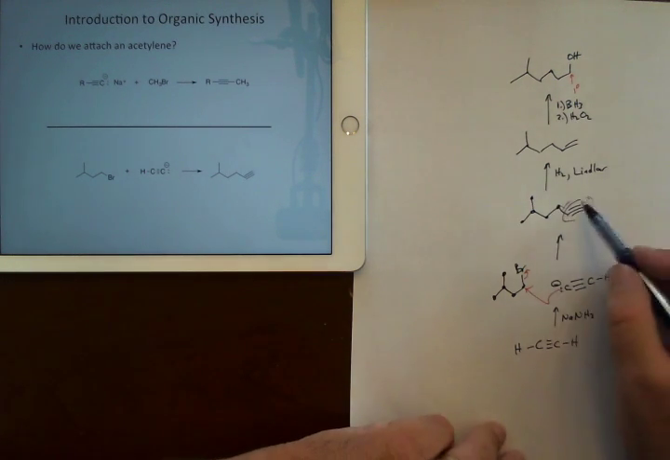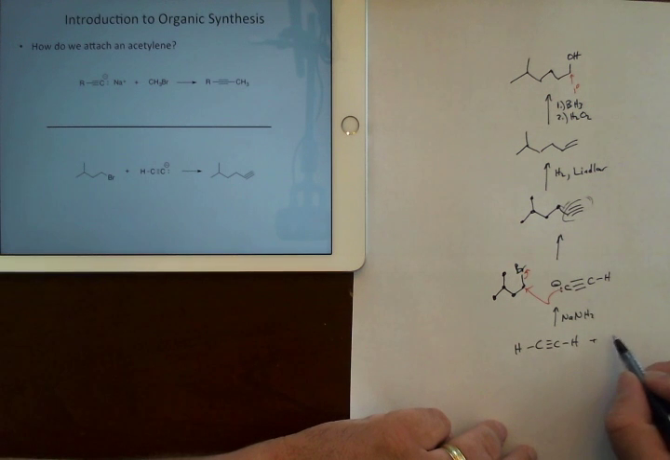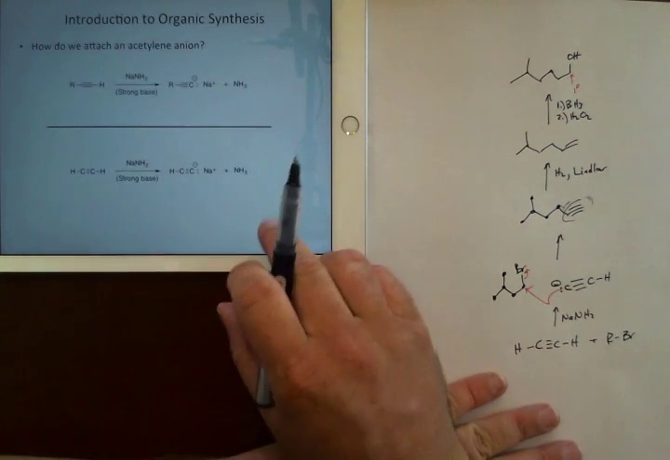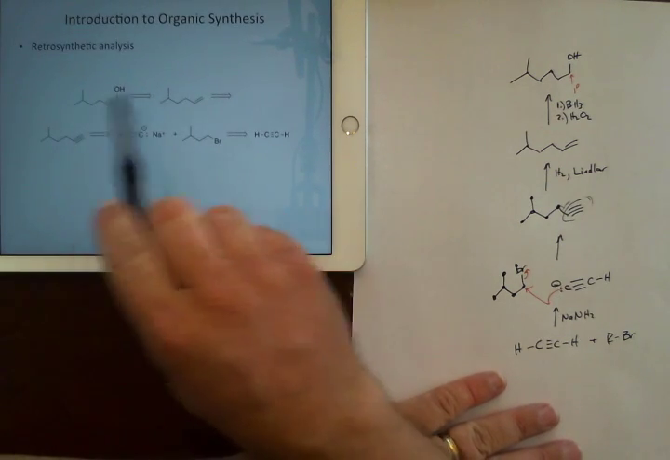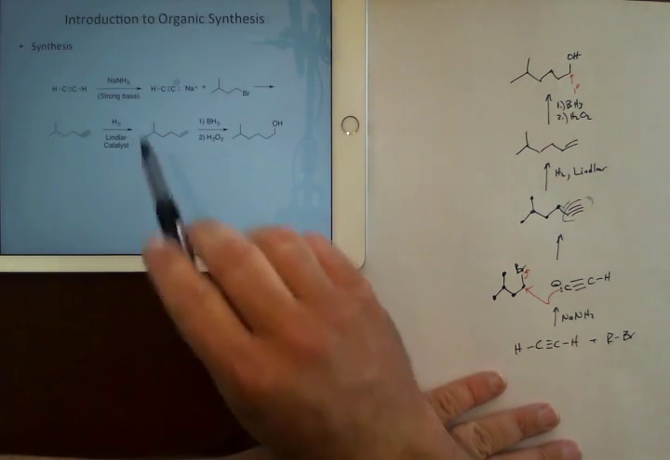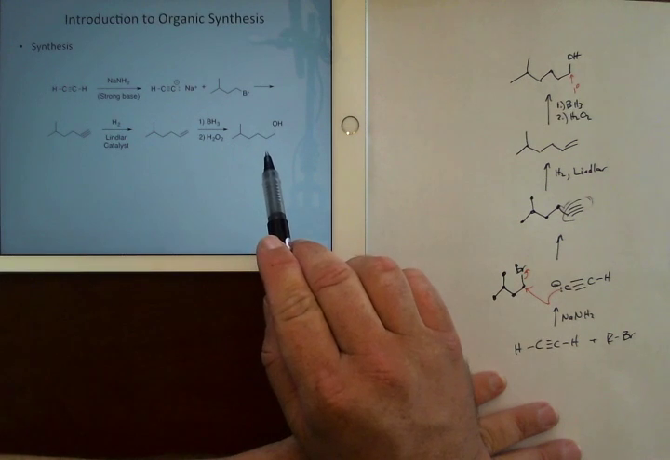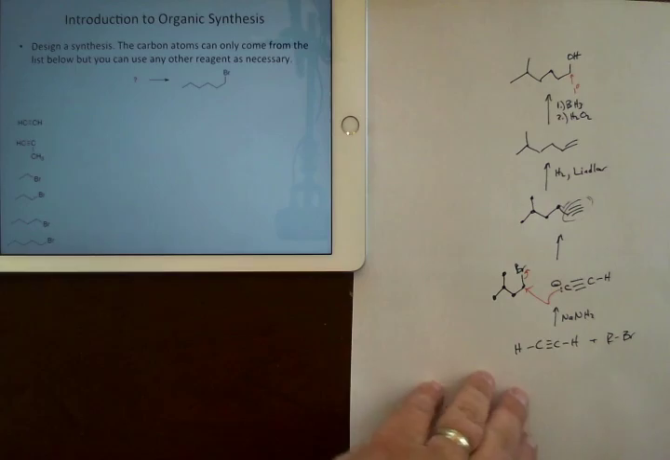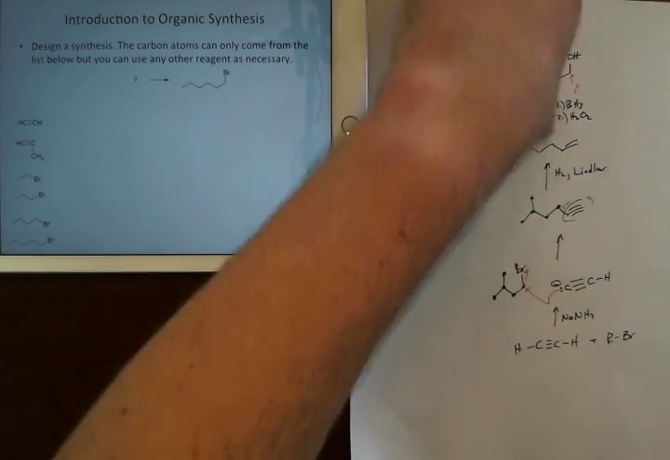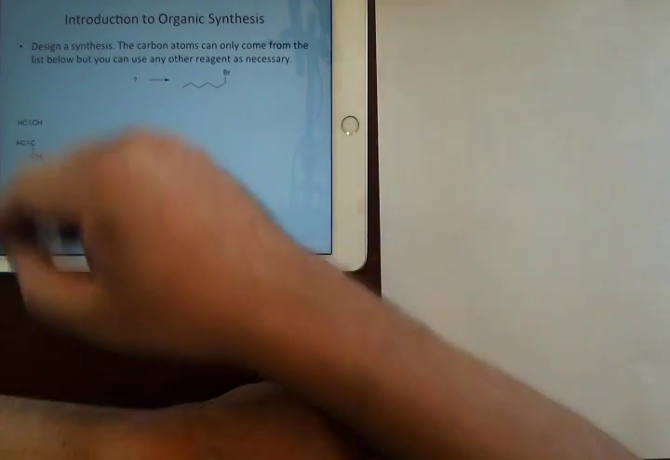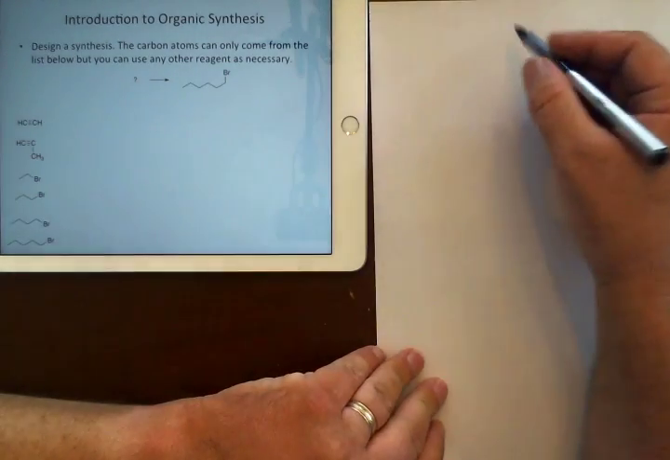And if we needed to do acetylene here, so acetylene plus some bromide, that's how we're going to proceed through. And so here's the retrosynthetic analysis, from here to here to here to here to here. And this is the actual reaction sequence. But we got to it by working backwards. So if we needed to do this, we need to use any one of these components.